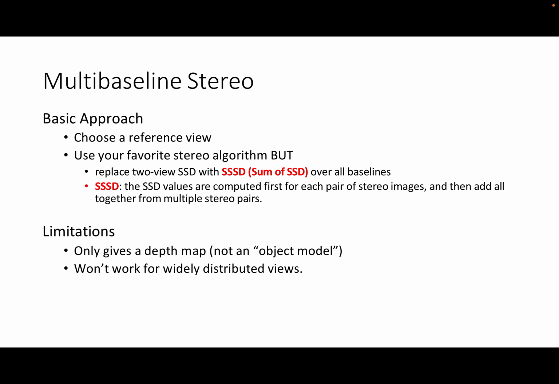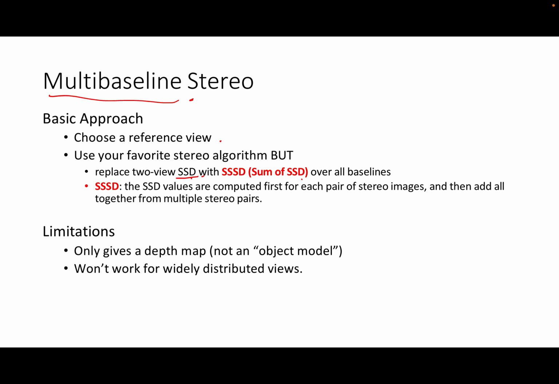So the basic approach is, let's say we choose a reference view, and then we can use any stereo algorithm, but when choosing the next best view, we can replace the two-view SSD, sum of squared differences, with the sum of SSD. For SSD, we learned from epipolar geometry or image matching to get the difference between local patches, right? But for SSSD, we now try over multiple baselines. That is the reason why we have multi-baseline stereo.